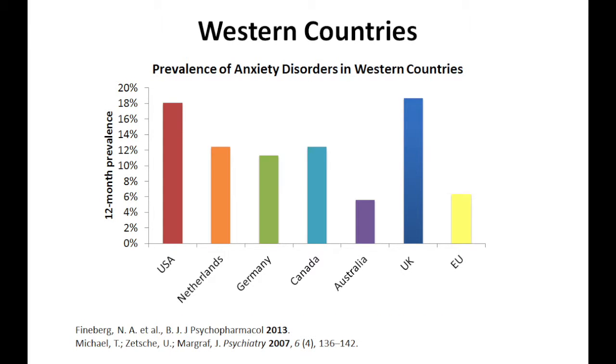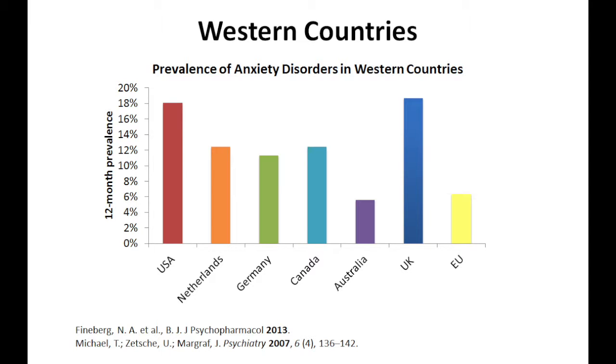A study compiled findings from representative samples of the general population in Western countries to compare the prevalence of anxiety disorders in these countries. These 12-month prevalence rates, as seen on the y-axis, reflect survey respondents who have experienced an anxiety disorder in the last 12 months.